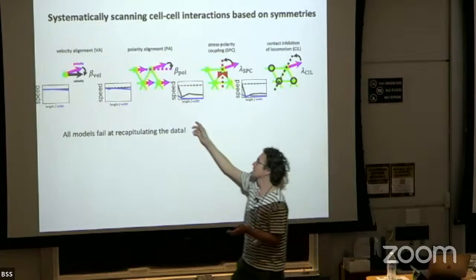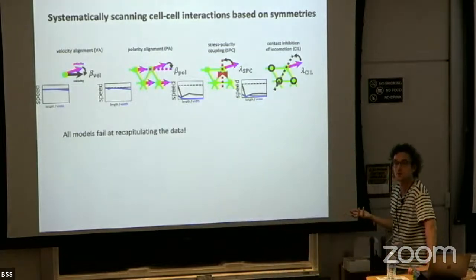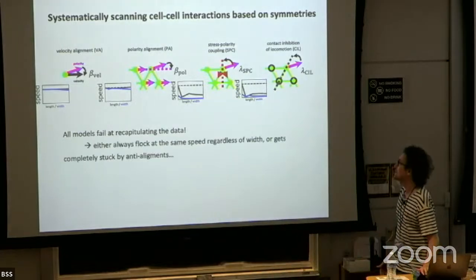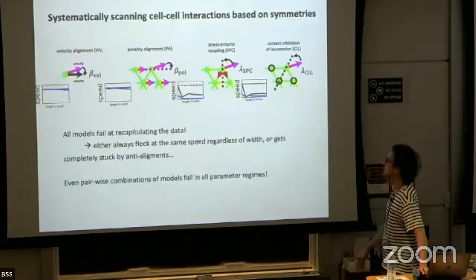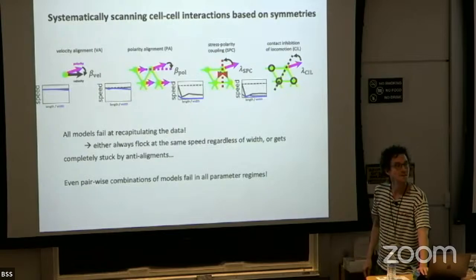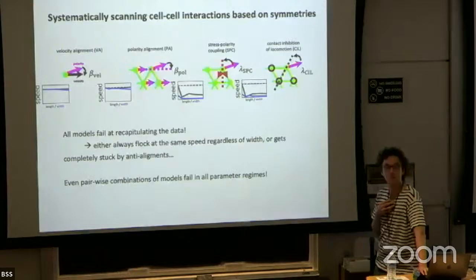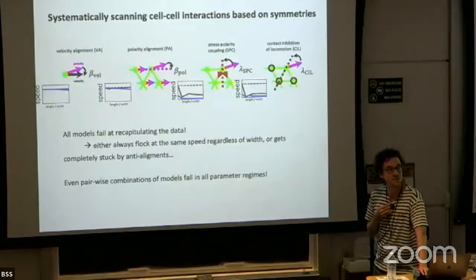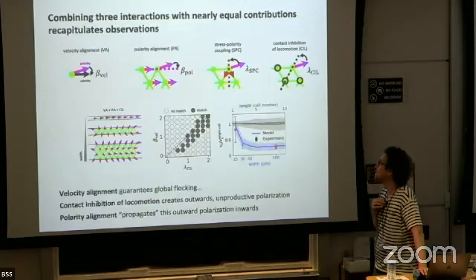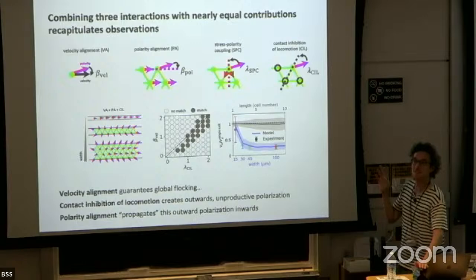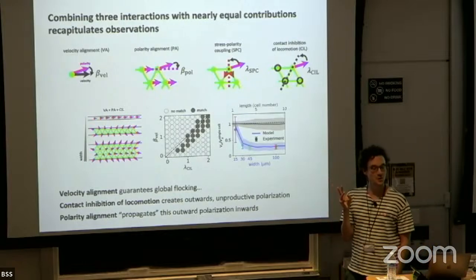So then we asked, okay, can you do pairwise combinations of models, and can you explain the data with a pairwise combination? Again, we tried all pairwise combinations of models, and it failed completely. We're pretty sure that there's no pairwise combination of interactions that manages to reproduce the data. So then we went to the third order, and you can ask, is there a combination of 3 interactions that reproduces the data? And then, yes, suddenly it worked.